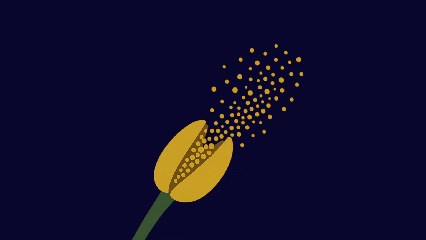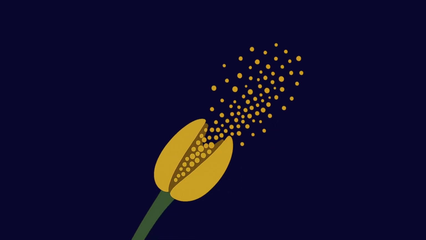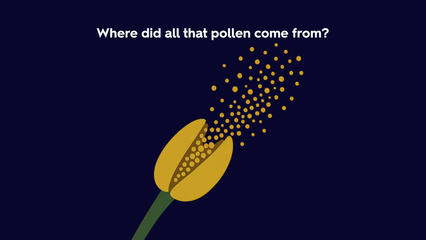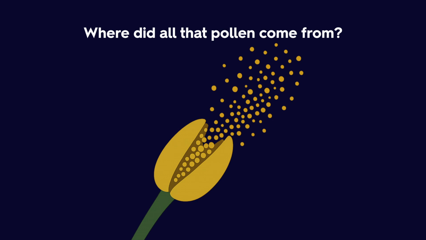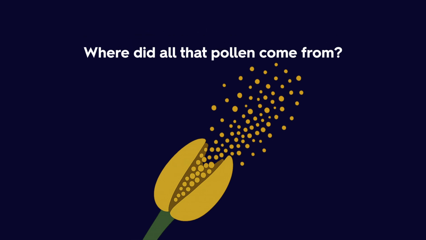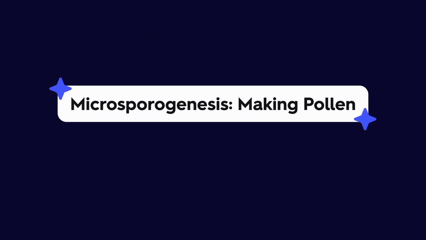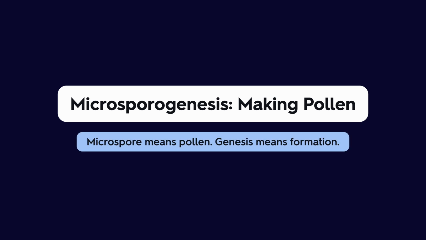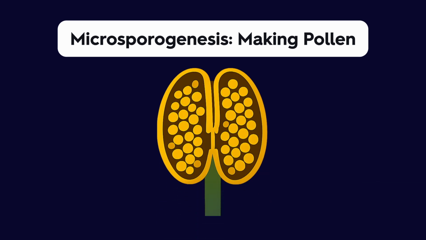Ever wonder how a tiny anther can release a cloud of pollen? Today, we'll zoom in and watch pollen get made, step by step. In this video, Microsporogenesis making pollen, you'll learn how pollen forms inside the anther. Microsporogenesis comes from two terms. Microspore refers to the young pollen cell, and genesis means formation.